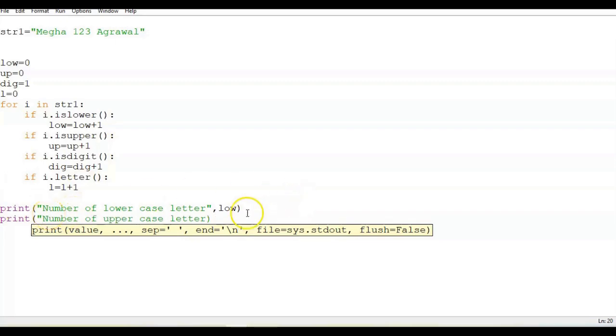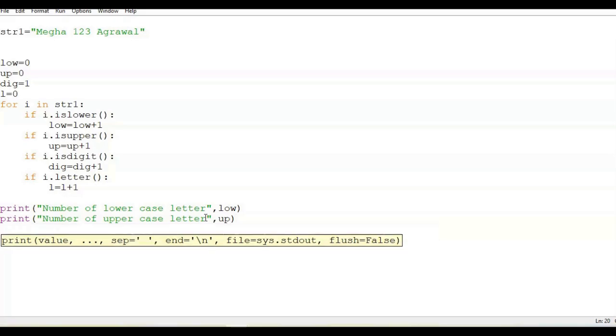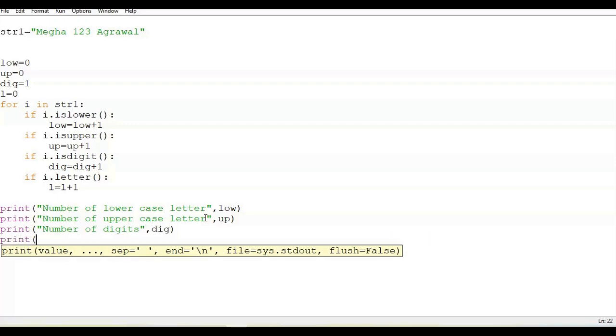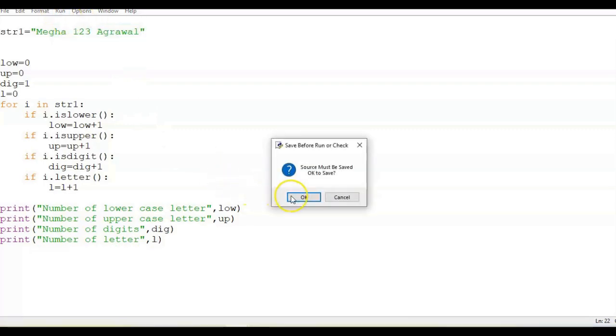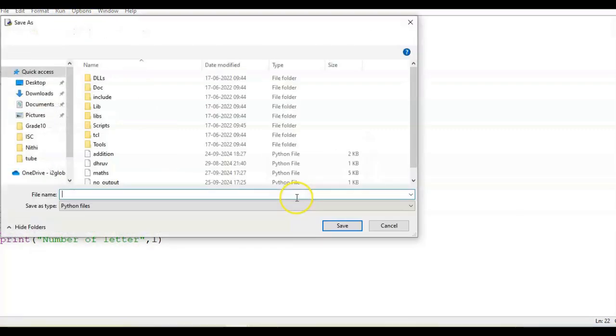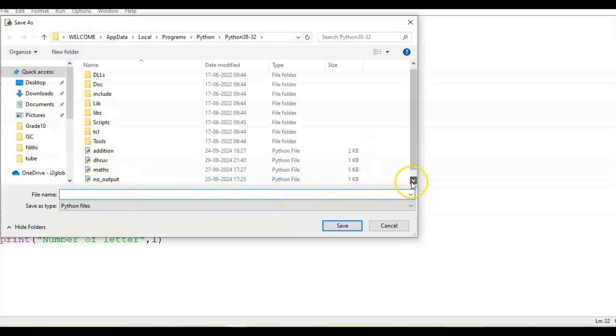The same thing you will do for number of uppercase. Okay, 2 quotes, in one you will give in the starting, another one you will give at the end, and uppercase is UP. Okay, then you will take another one, number of digits, dig, and then the last is what? Number of letter. Okay, well, we can run the code and you can save it.